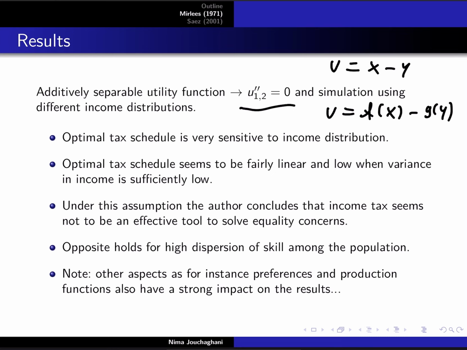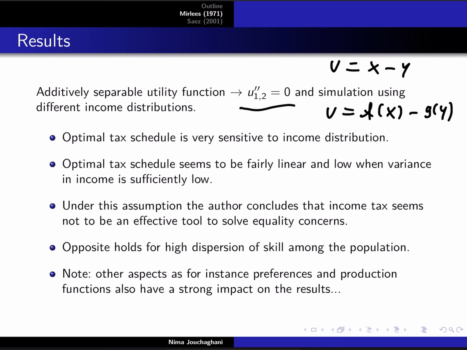And yes, that's basically what he's assuming now in this, I think the last section of the paper, and then he's using simulation. So he's simulating the formulas that he's getting from this more simple model, and he's using different income distributions for this. And what he finds is that the optimal tax schedule is very sensitive to income distributions. So, depending on what parameters he's choosing for the income distribution, he suddenly has a progressive tax schedule.